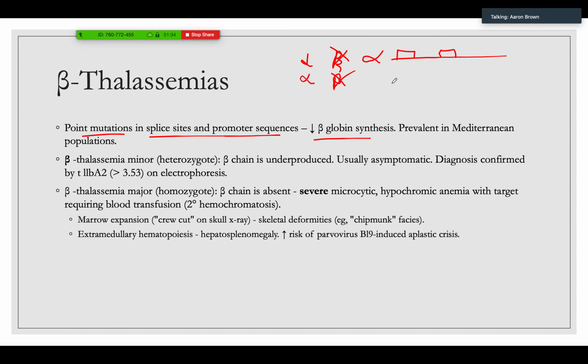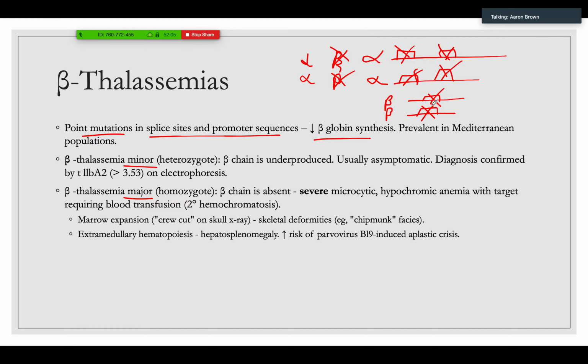Okay, so unlike our alpha thalassemias, for alpha we have 4 spots, right? We have 2 on one chromosome, and for another chromosome we have another 2. And so that's why we can talk about 1 deletion versus 2 versus 3 versus 4. For beta, instead, we only have 2 genes for beta. We have 1 on one chromosome and 1 on another chromosome. So that means we're going to have beta thalassemia minor, where we have 1 deletion, and beta thalassemia major, where we have 2 deletions.